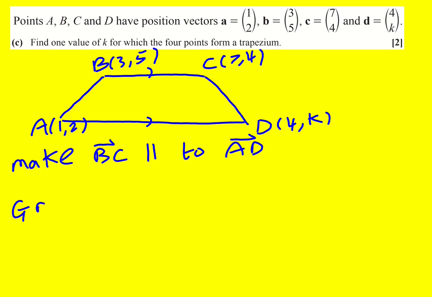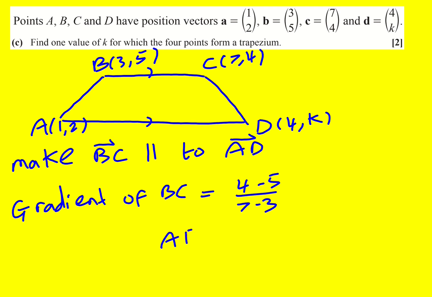So then the gradient of BC, I know it looks like it's 0 here, but I've not drawn it in the correct orientation, is going to equal, I know I've not drawn it accurately because the 5 is over here. It doesn't actually matter. 4 minus 5. As long as I do y2 minus y1 over x2 minus x1, I'm consistent. And then for AD, oh, by the way, this is going to be minus 1 over 4.